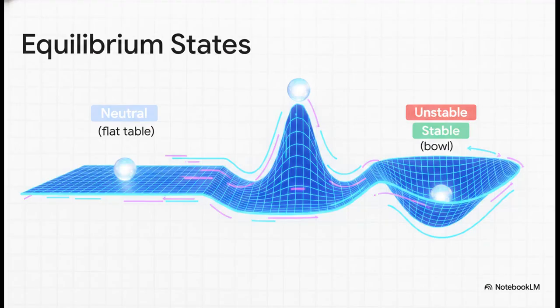Furthermore, wherever the slope of that potential energy is totally flat, the net force acting on the particle drops to zero. We call these equilibrium points, and they come in 3 distinct flavors. Neutral equilibrium is like a marble resting on a flat table. It just sits there. Unstable equilibrium is a peak, like a marble balanced perfectly on top of a bowling ball, one tiny nudge and it accelerates away. And stable equilibrium is a valley, like a marble resting at the bottom of a bowl. If you push it, a restoring force just brings it right back to the center.